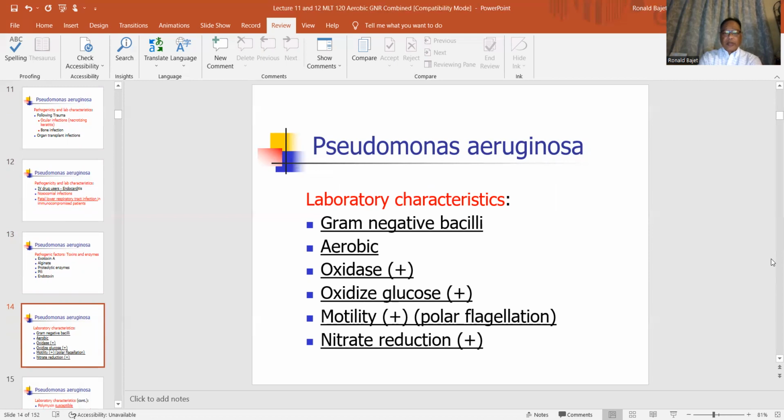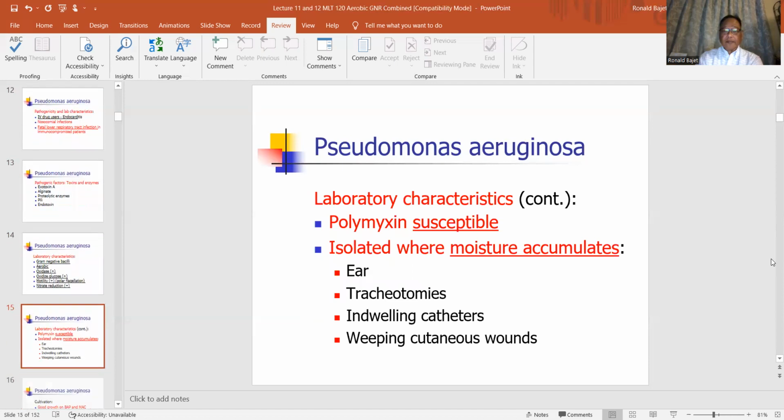Laboratory characteristics: you know it's a gram-negative rod. You know it's aerobic. It's oxidase positive. It oxidizes the glucose. It's motile. It has polar flagella, and it does reduce nitrate to nitrite, but it doesn't belong in Enterobacteriaceae because it's oxidase positive, and it has polar flagella. Pseudomonas aeruginosa is polymyxin susceptible, and it likes moist areas.